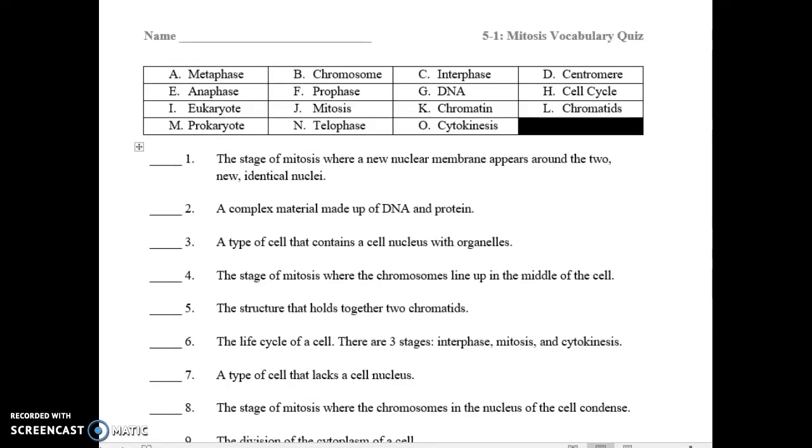Today you'll take your vocabulary quiz for section 5.1 in science. The vocabulary is about mitosis, the process of mitosis. Here is your word bank.